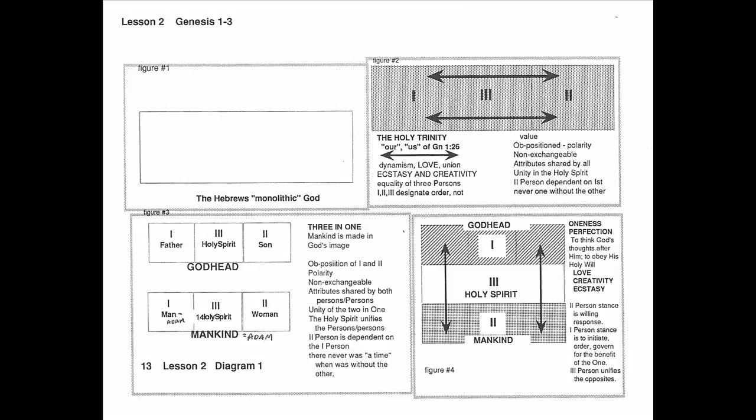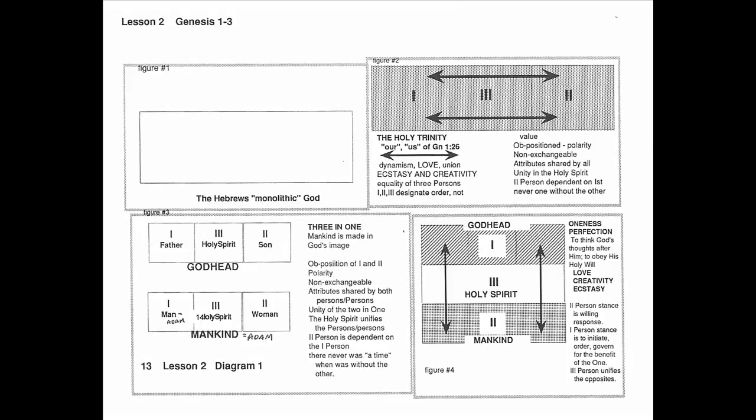Note that there's an equality of these persons, and that first, second, and third designate order, not value. The first person is not the most valuable or has the most power. No, they are in opposition. There's polarity here. And they are not exchangeable. They can't take each other's places. They never do. But the attributes are shared by all. There's unity in the Holy Spirit. But the second person is dependent on the first. There's never one without the others.